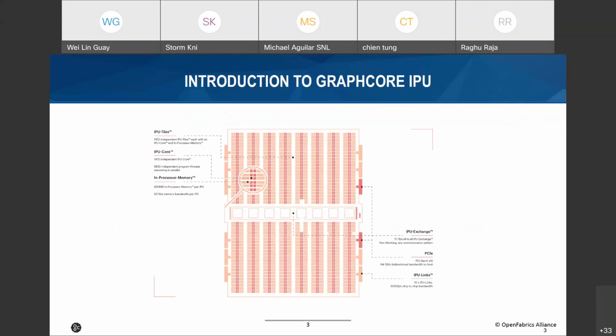I'll start with an introduction of the Graphcore IPU, the Intelligence Processing Unit. That's a processor that we have developed in-house from the ground up, and it's mainly targeted at machine learning and AI acceleration. As you can see, it consists of 1,472 independent CPU tiles.